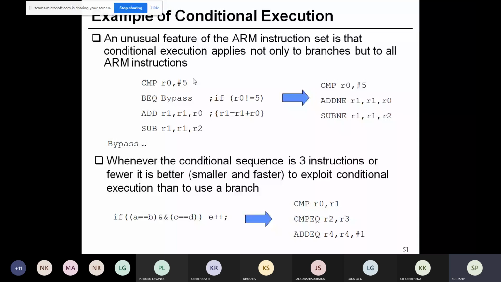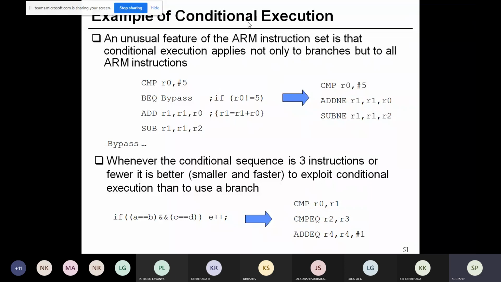if branch equal, what does it mean? If the contents of R0 is 5, then you have to go to bypass. So when your R0 equals 5, then you have to go to bypass. If your R0 is not 5, what do I need to do? Add the values of R1 and R0. So initially you compare. Let the value of R0 be 1, for example. So it is checking the condition with 1 comma 5.